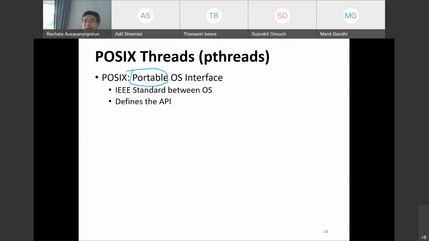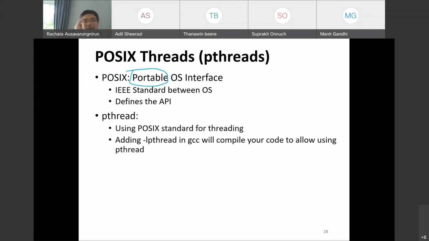This allows you to run basically a multi-threaded program from one machine to another, right? We can use pthread in C. It will use the POSIX standard. Pthreads stand for POSIX threads. And by compiling your code and adding -lpthread in GCC when you compile the C code, it would allow the use of pthreads.